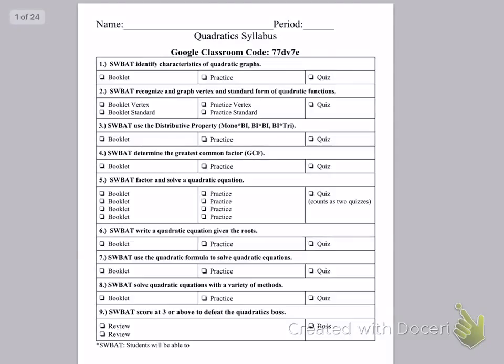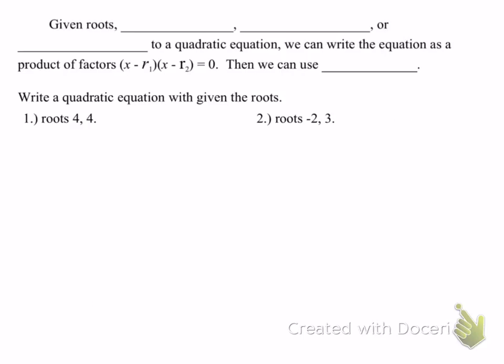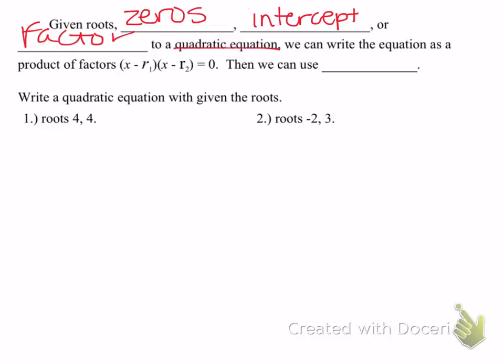Okay, we're back and we're going to write quadratic equations given the roots. That looks like that's lesson 6, so let's go for it. So given roots or zeros or intercepts, or you can say solutions or factors, whatever, we can use that to write the actual quadratic equation.